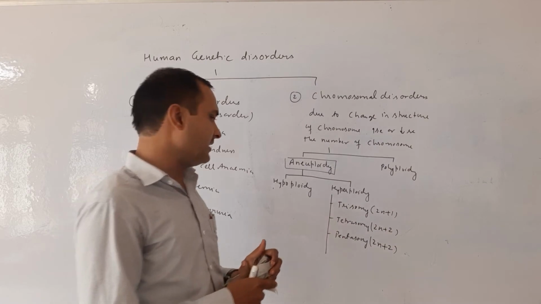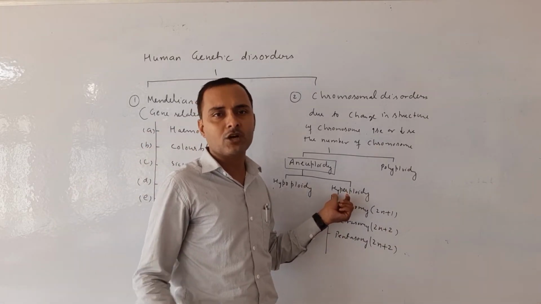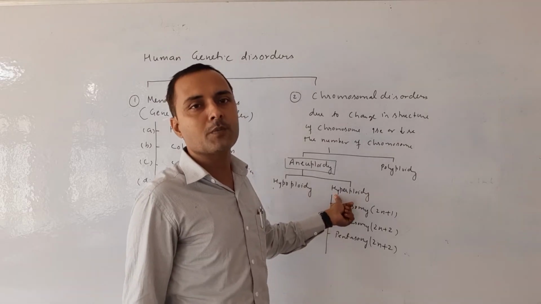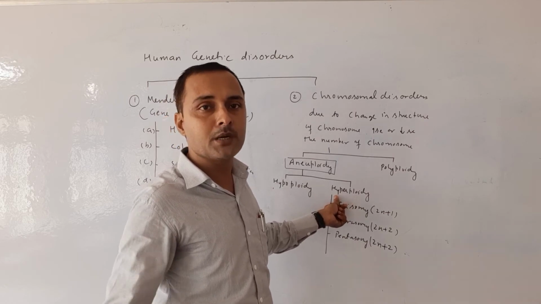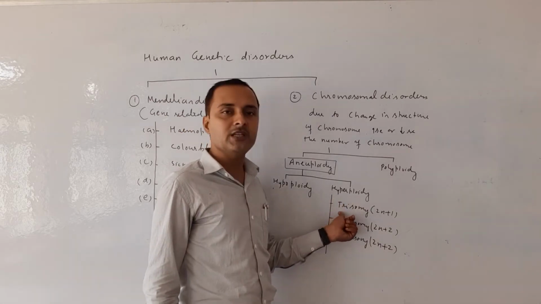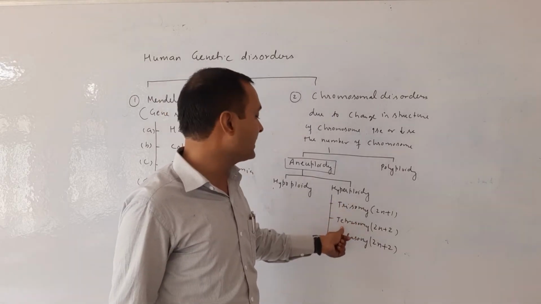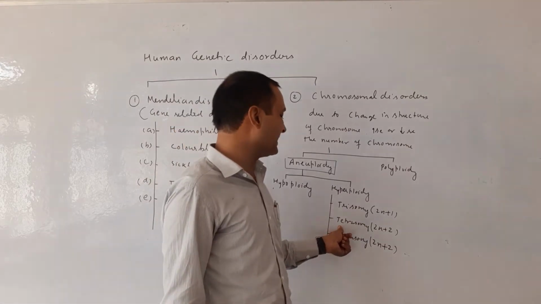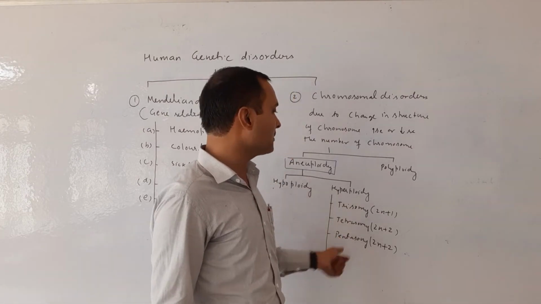Once again, what is hyperploidy? It is the chromosomal disorder in which the number of chromosomes increases from the normal diploid set. It is further classified on the basis of the number of chromosomes increased. Trisomy means one chromosome increases, tetrasomy means two chromosomes increase, and pentasomy means three chromosomes increase from the normal diploid set.